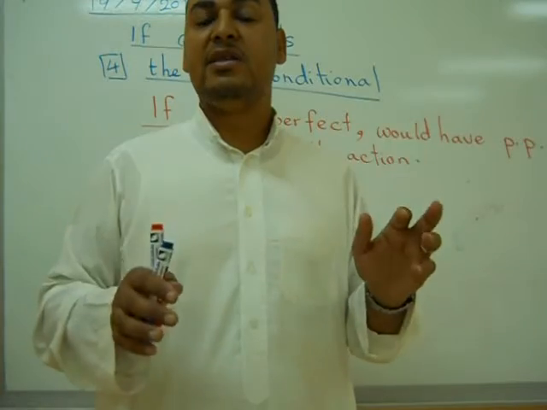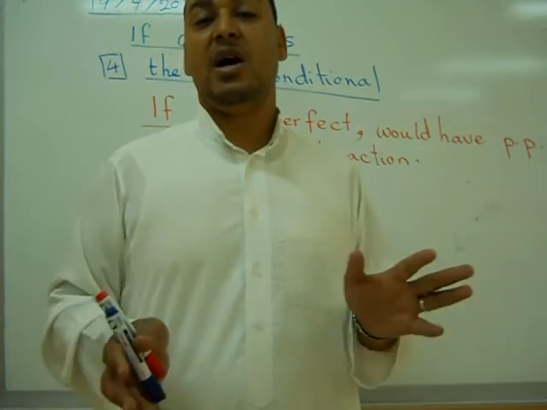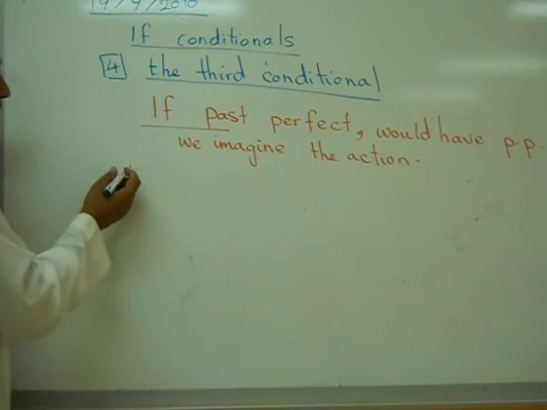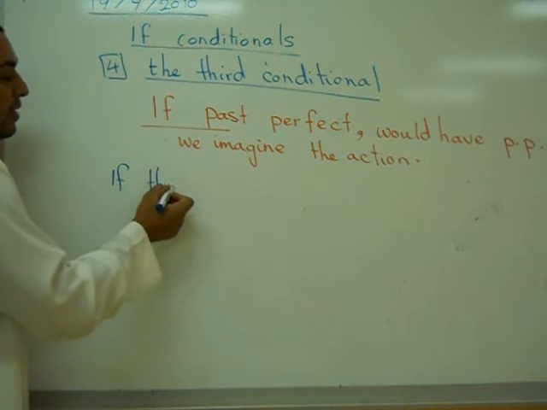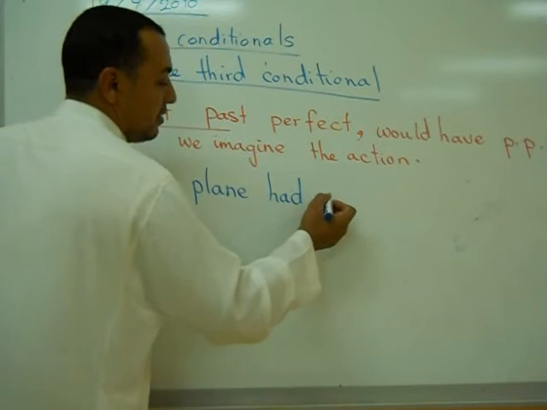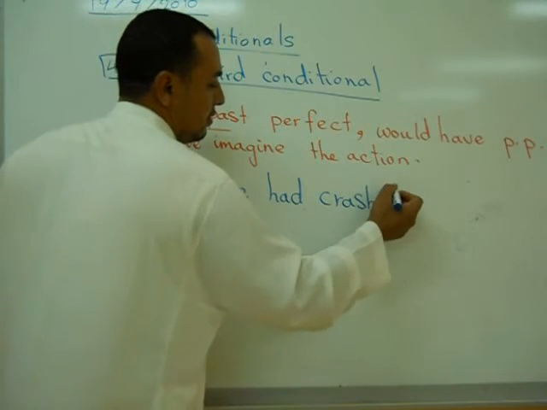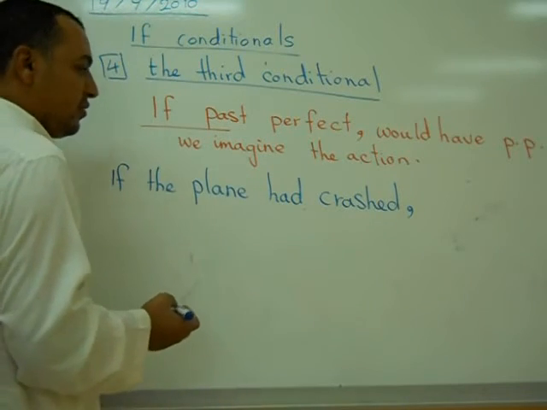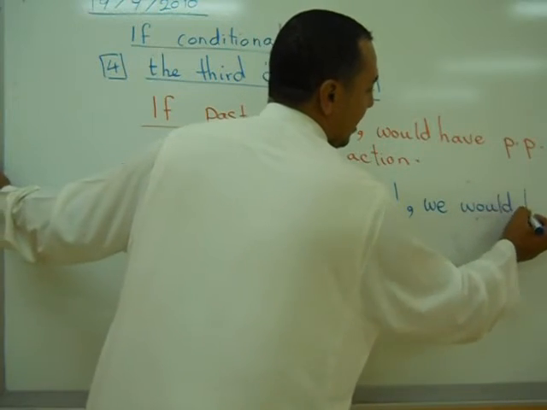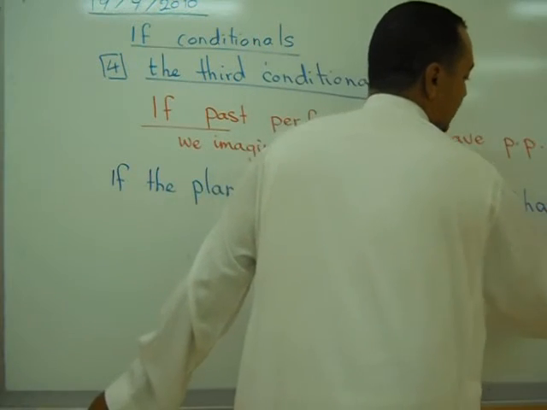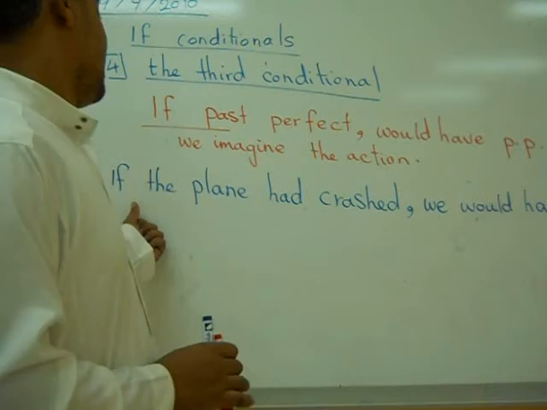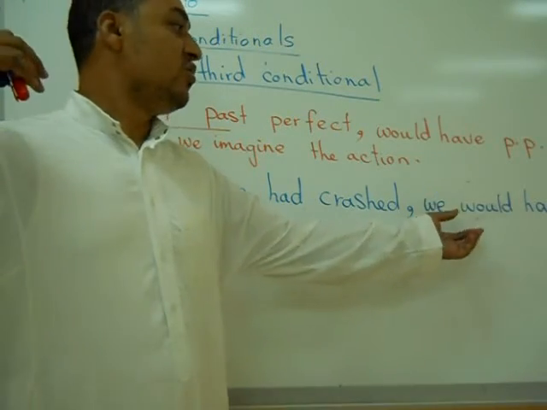So another example: if the plane had crashed, we would have died. We would have died. If the plane had crashed, what's the result? We would have died. But we are alive now. We are alive now. But if the plane had crashed in the past, we would have died now.